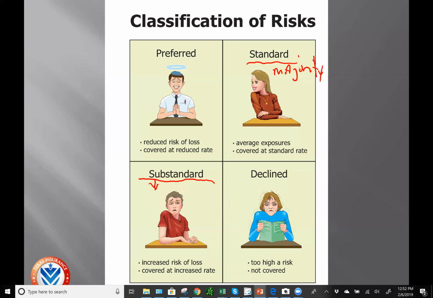Now, if you don't have any health problems at all and actually live a very healthy lifestyle, then you become a preferred risk to an insurance company. As a preferred risk, you actually pay a lower premium than a standard risk. Or you might have so many problems they could just decline you altogether. So those are your 4 categories of risk for your test.